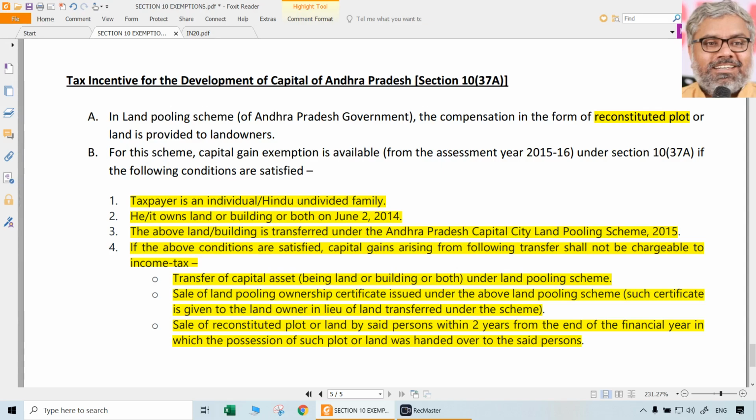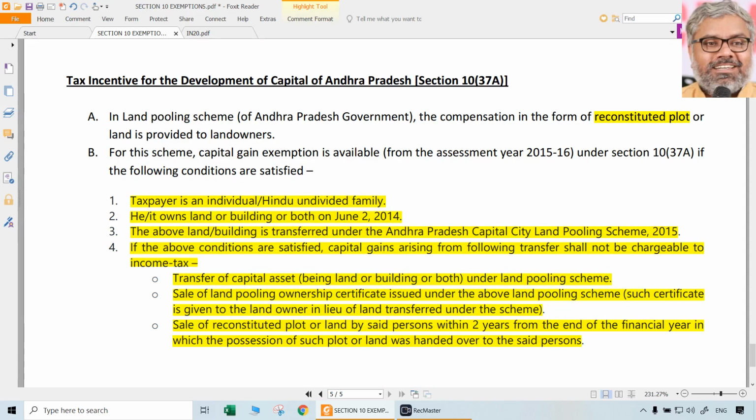But yes, from a fairness point of view, this section definitely did not do justice to the people who agreed to contribute to this land pooling scheme. That is also not a problem. But on the contrary, a lot of politicians started bragging that they have achieved this section. That is the other big comedy of it.